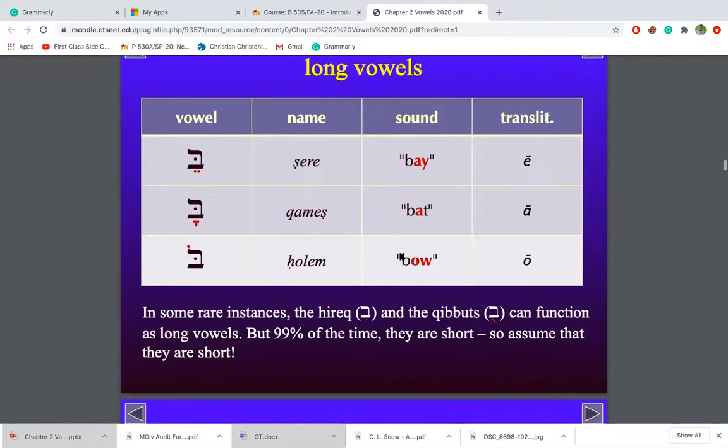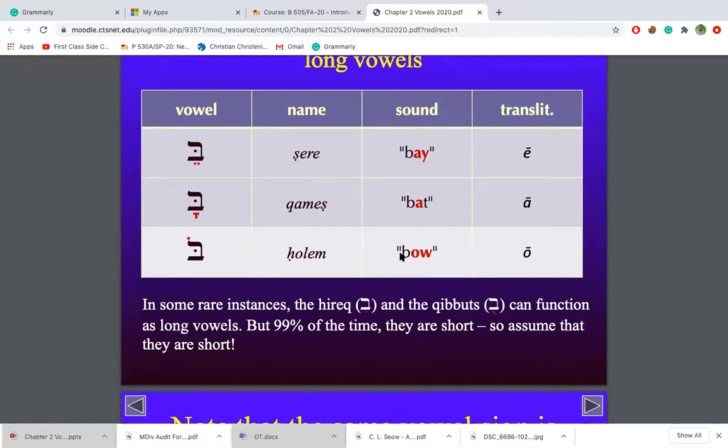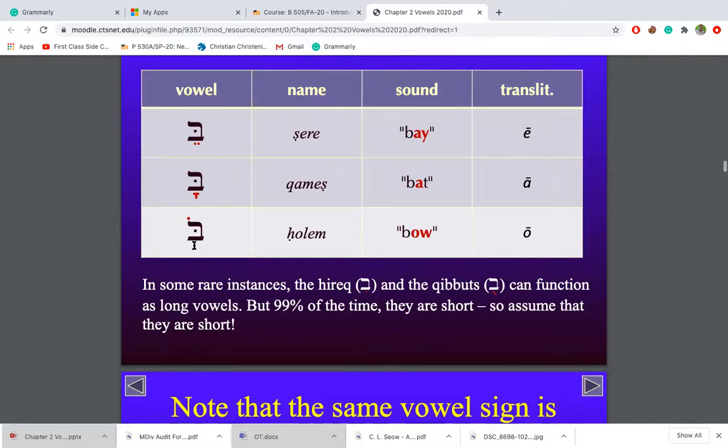Good. So in some rare instances, the hirik and the kibbutz can function as long vowels, but 99% of the time they are short. So assuming that they are short. And as I said, in any case, it's not so important to know whether it is a long or short vowel. All that you have to know is that holum is an O class vowel, bo. So that's how I'm going to pronounce it. And that's all that matters.